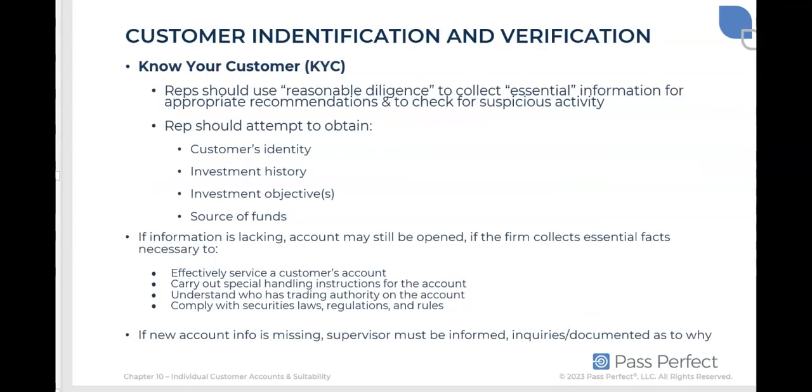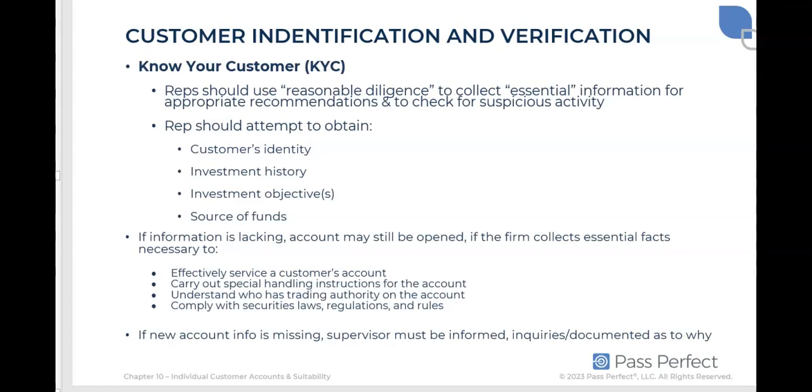All right. FINRA's Know Your Customer rule, KYC. So we use reasonable diligence to collect essential information. Like I said, these are best efforts. They're going to attempt to obtain the customer's identity, investment history, investment objectives, and source of funds. Now, this is requested information, and again, it helps us determine recommendations. It also helps look for suspicious activities. But if we don't have this information, like I said, it is not required. It is requested information. So we can still open the account even if someone has not disclosed things like their investment objectives and their risk tolerance and things like that.